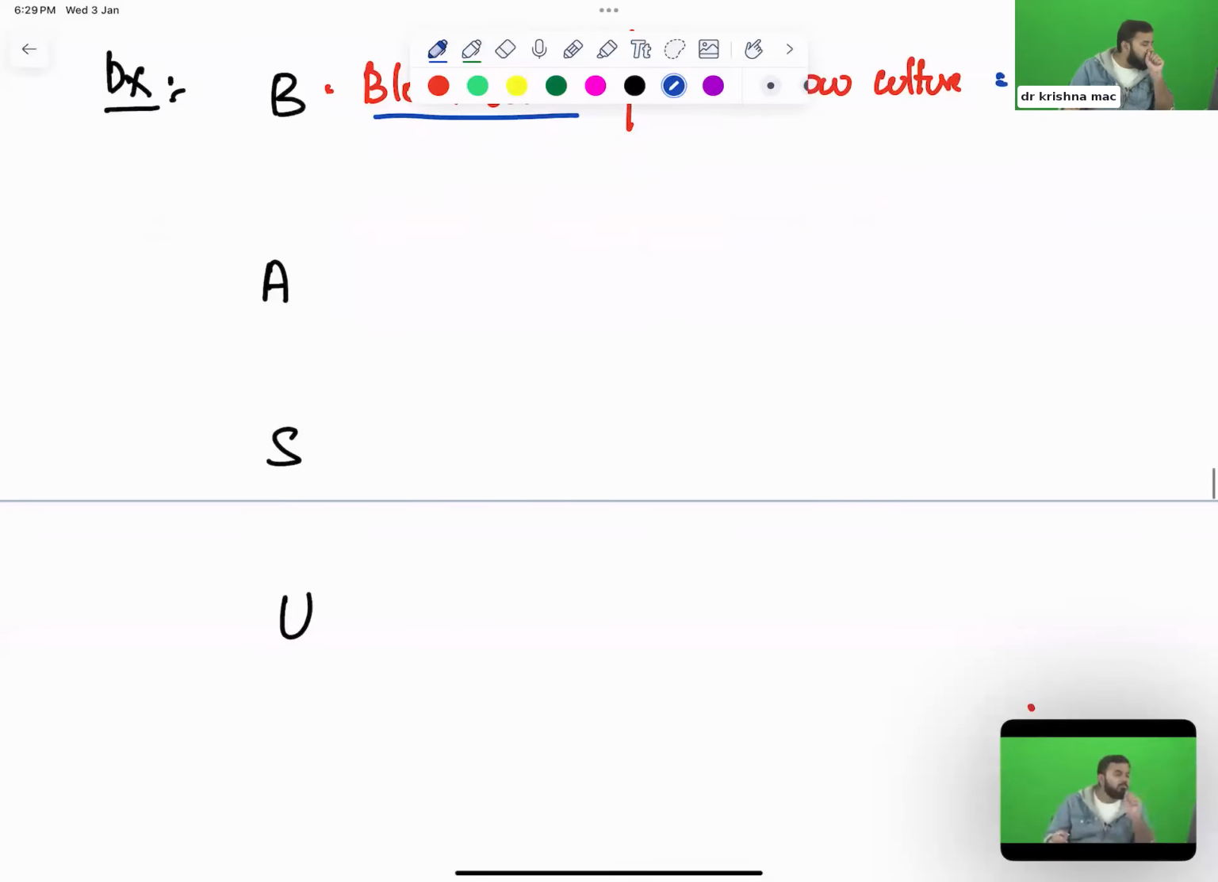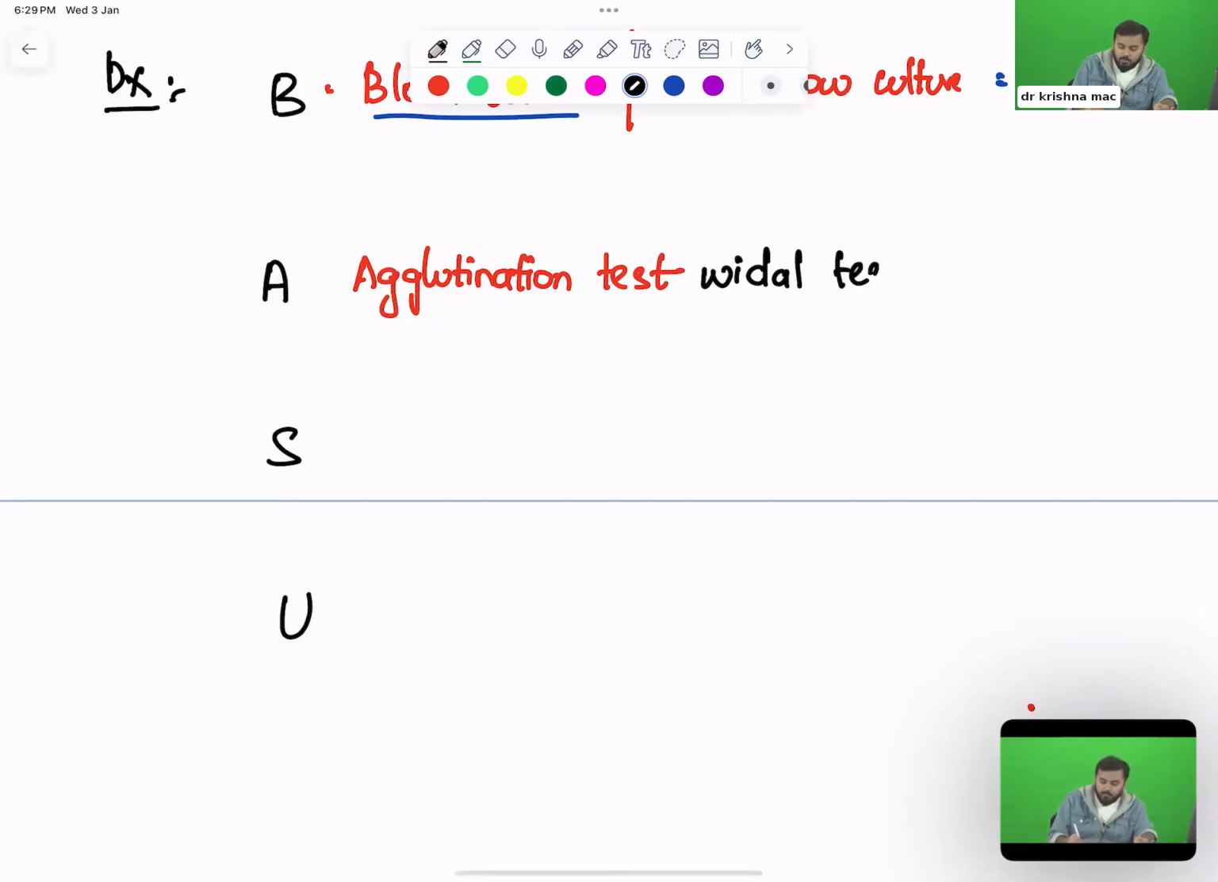Next, A stands for what? Agglutination test. A stands for agglutination test. You know what this agglutination test is also called as? This is also called as Vidal test. All of you know, right? Vidal test is there. So this is done in the second week. Very good. This is done in the second week.